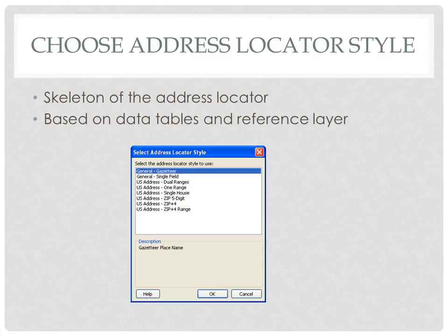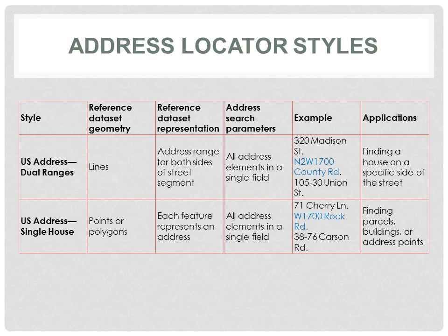This shows a skeleton of the address locator, and it's based on data tables and the reference layer. So you choose the address locator style. Here are some examples of address locator styles. US Address Dual Ranges are built on lines, as opposed to the US Address Single House, which are points or polygons. In the case of the US Address Dual Ranges, address ranges for both sides of the street segment show up in the reference data set information.